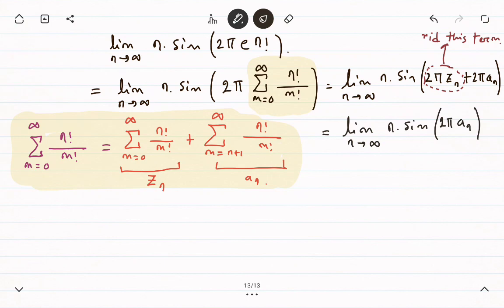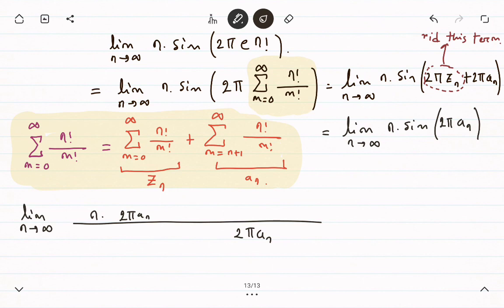So we'll adjust it in some way so that we can apply this limit. How will we adjust? Here I am showing it. So limit n approaches infinity, n times, so 2 pi A_n here and 2 pi A_n here, and here it is sine of 2 pi A_n.